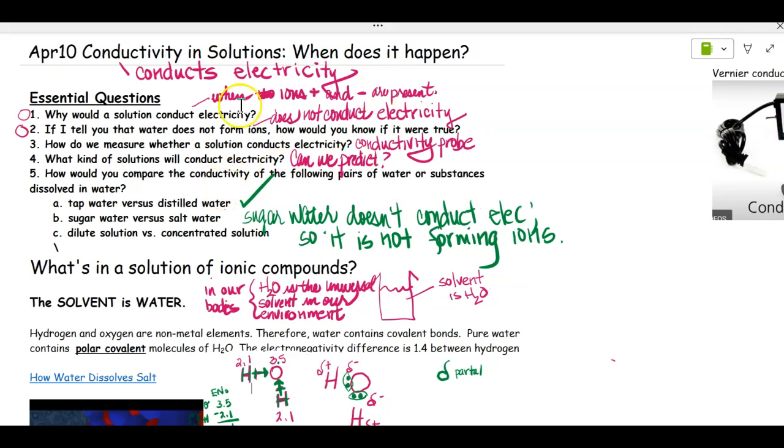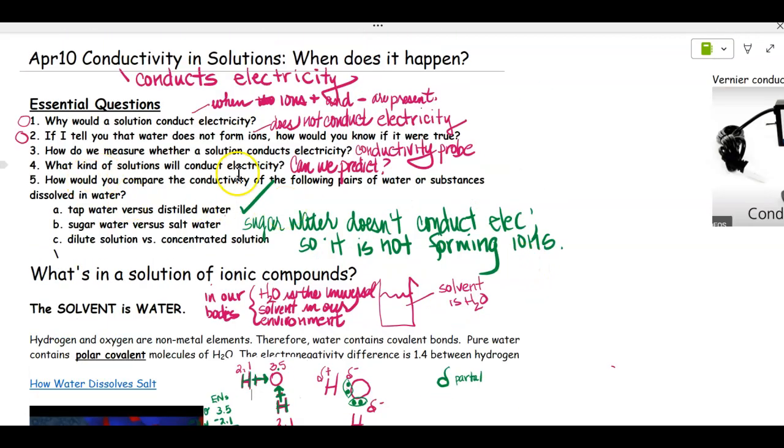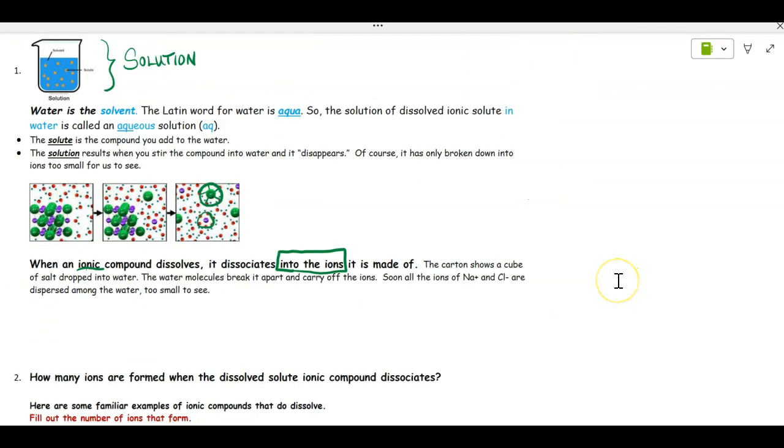So conductivity in solutions, when does it happen? It's a property of the solute that you dissolved. All right? It's a property of the solute and its interaction with the solvent. All right, so we went through all of these today, and we talked about the tap water versus distilled water, sugar water versus salt water. All right? So now let's go down here.